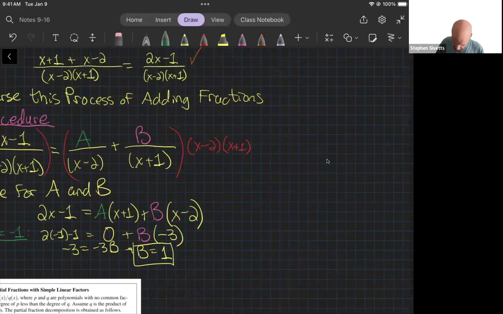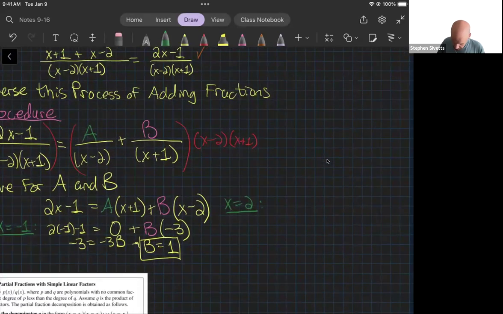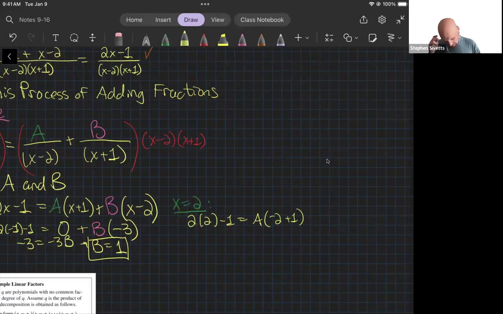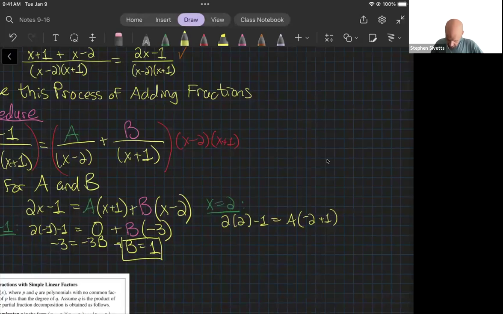Likewise, if we just pick another x value, let's say x equal to 2, that's a good one. If x equals 2, on the left-hand side, we'll have 2 times 2 minus 1, equal to A times 2 plus 1, plus B times 2 minus 2, which is 0. So the coefficient on the B's will be 0. So B goes away, and we want to solve for A here. So I want to make sure I don't make a mistake. So this is 2 here.